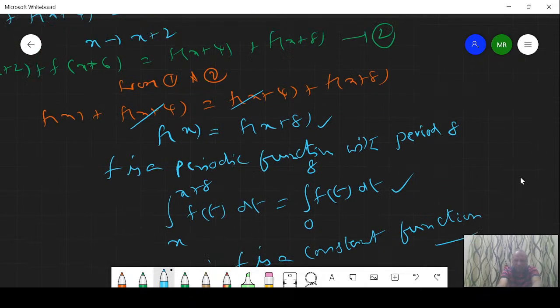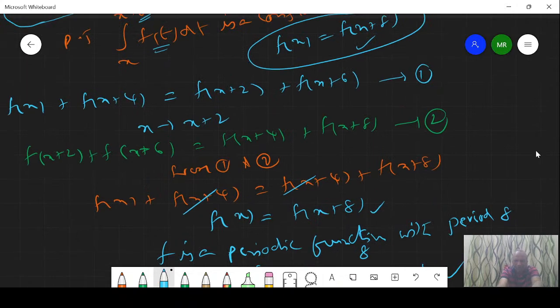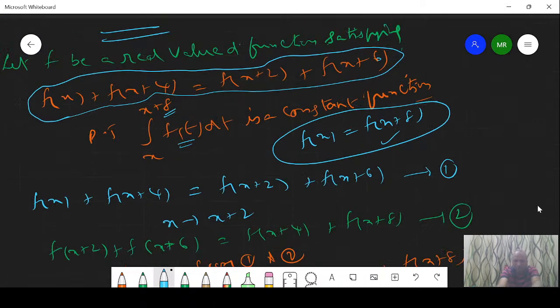Again you can see that the given equation is f of x plus 4 equal to f of x plus 2 plus f of x plus 6. Just observe f of x plus 4 equal to f of x plus 2 plus f of x plus 6. Prove that integral x to x plus 8 f of t dt is a constant function.